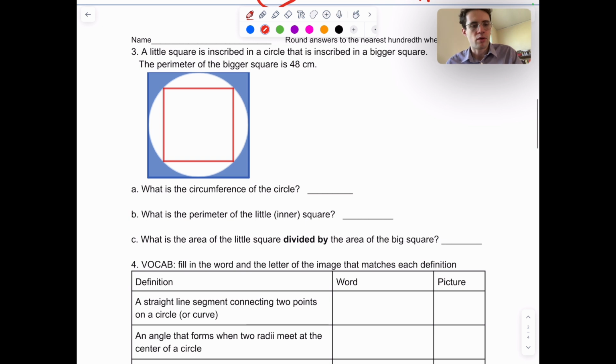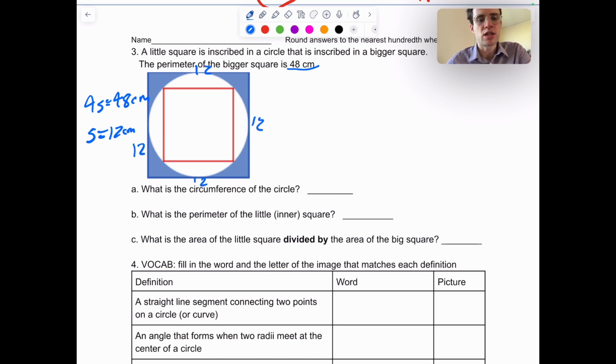And now if we move on here, we've got a little square inscribed in a circle that is inscribed in a bigger square. The perimeter of the bigger square is 48. So for a square, to find the perimeter, you're just doing 4 times the side because you're adding up the 4 sides. They're all the same if it's a square. So 4 times the side equals 48 centimeters. If you want to find what one side is, you just divide by 4 and you get 12 centimeters, right? You can even check that. 12 plus 12 plus 12 plus 12 would give you 48. Right, so all of our sides are 12.